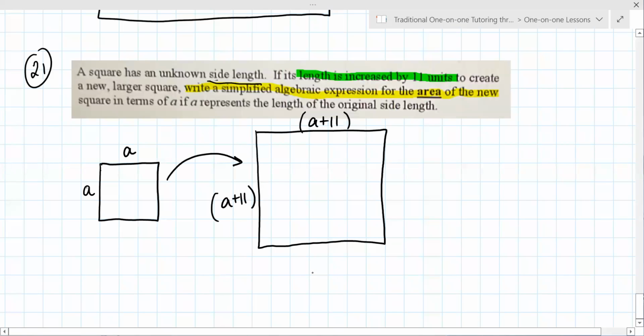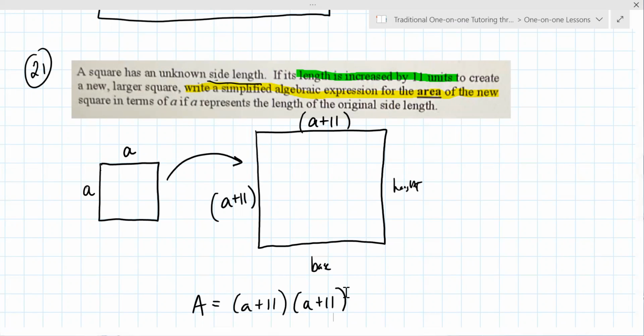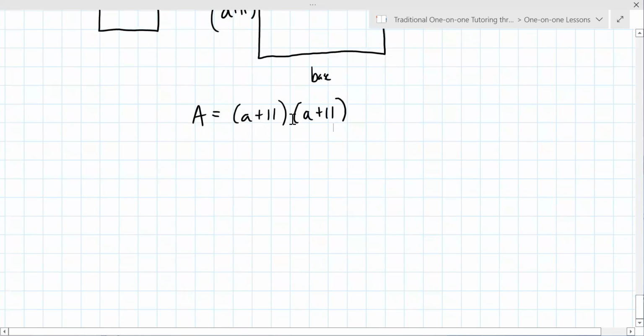Area is base times height, okay? So the area is the base, which we'll call A plus 11. The height is also A plus 11. Is that okay? Is that clear? Yeah. All right, now here's what I want you to do. I just want you to FOIL this for us, please. That's the simplified part.